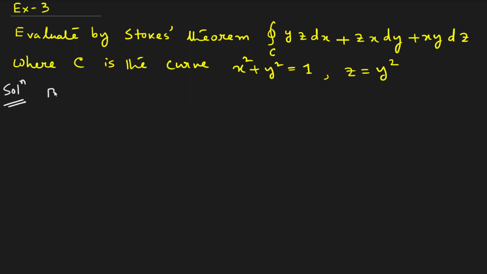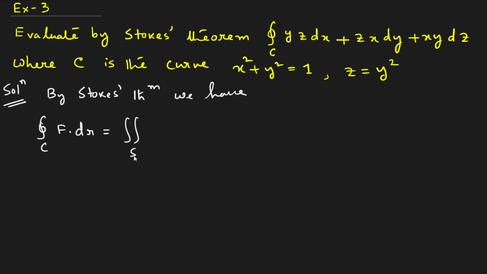Okay, so by Stokes theorem, we have integration over C F dot dr is equal to what? Double integration over S del cross F dot n cap dS. Okay, so first we have to find del cross F.